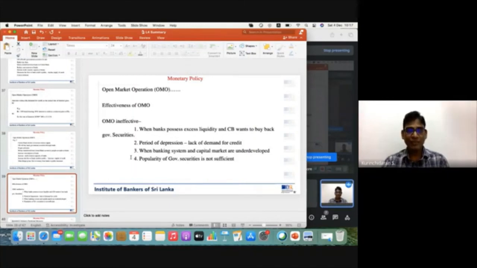And number 4, the popularity of government securities is not sufficient. Now, if the US Federal Reserve is going to issue government securities, all over the world people are going to invest. But if Sri Lankan government securities are issued, we have to promote and push hard. Then only a few people will buy, from local or outside, especially outside. So popularity is also very important.